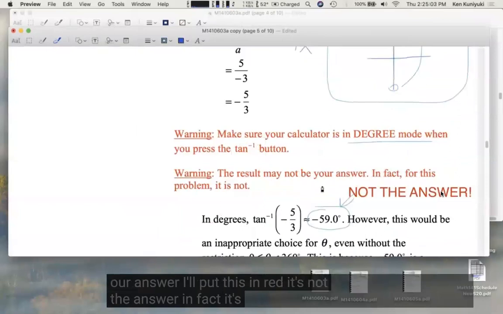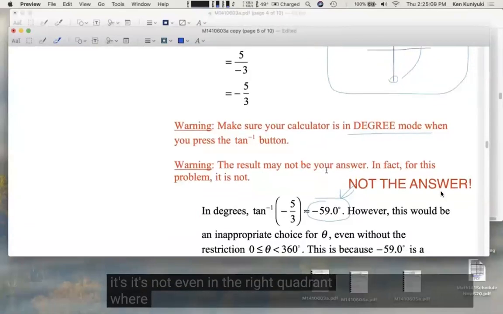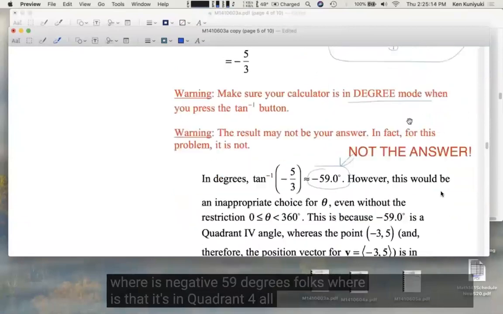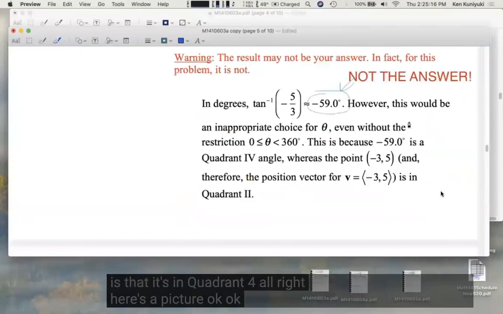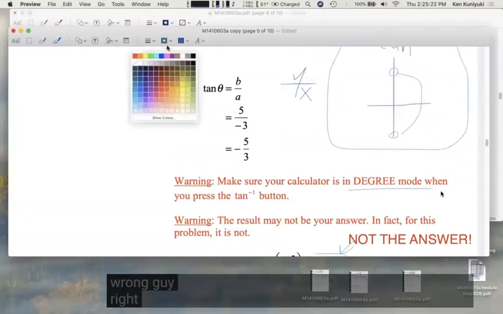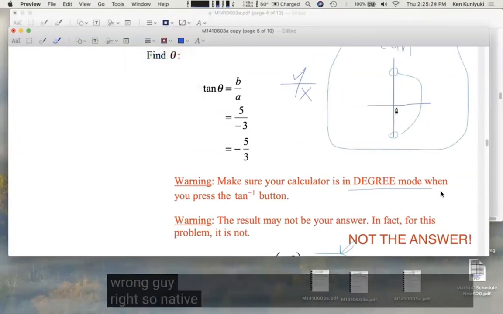In fact, it's not even in the right quadrant. It's not even coterminal. Where is negative 59 degrees, folks? It's in quadrant four, all right? Here's a picture. Negative 59 degrees is in quadrant four, right? I'll put that in red. He's the wrong guy, right? So negative 59 degrees, he's over here, right?